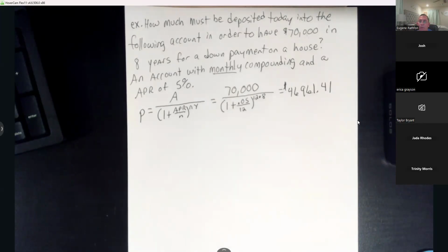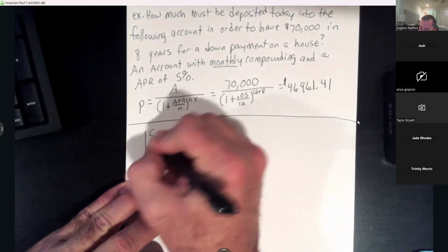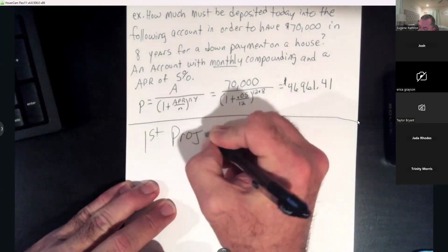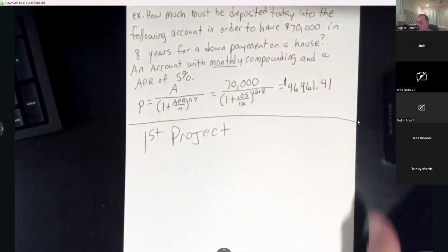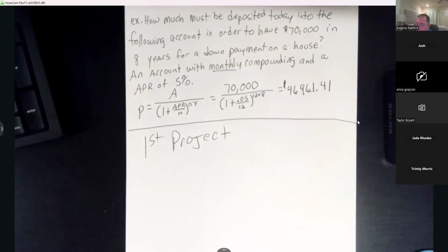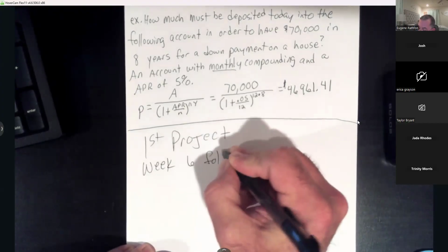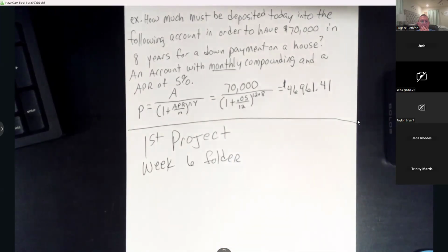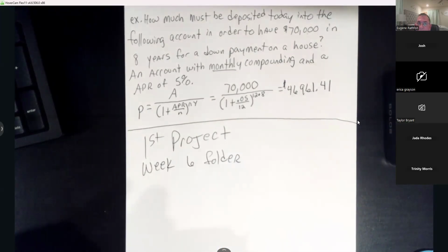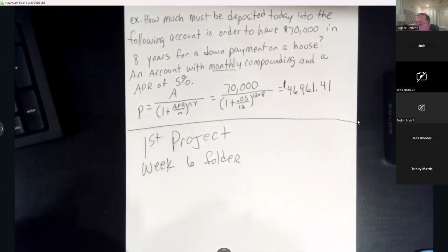All righty, y'all. So I'm going to give you a preview of our first project. And y'all, you'll find the information on the first project in the week 6 folder. Okay, so what we're going to do is I'm going to pull up a spreadsheet real quick. So let me find it.